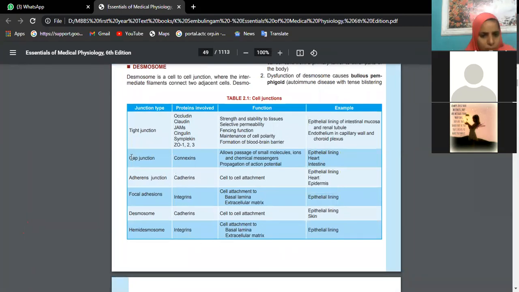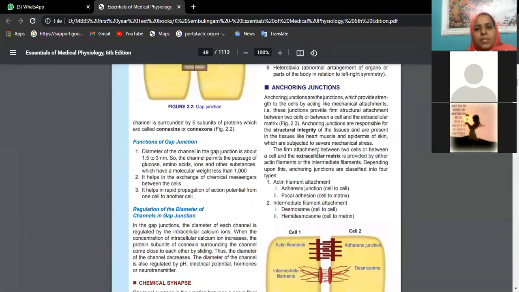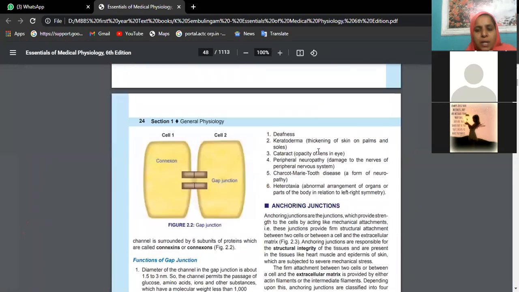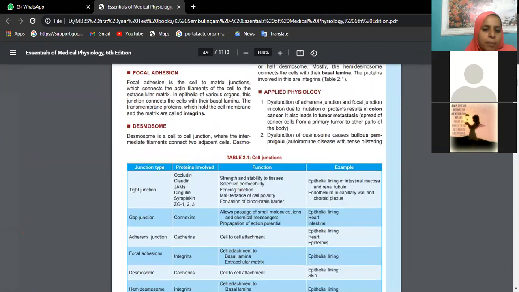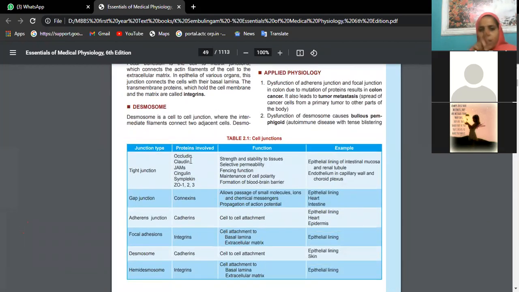So it's better you go with this table. It looks very simple. What are the junction types you have? What are the proteins involved? What are the functions and examples? For example, tight junctions. If you just look at this first picture, this is our tight junction, right? Keep this picture in mind and you see the proteins, what you are finding like rectangles there. The names are occludin, claudin, JAMs, cingulin and all.